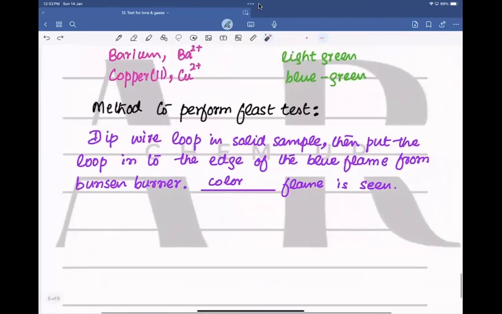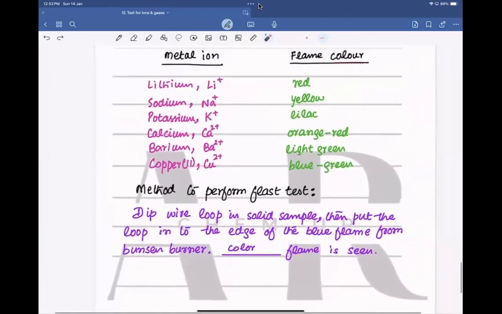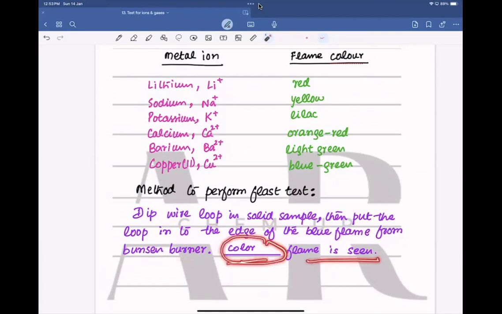Now, this is the method. We will make a loop of a wire. We dip the wire in the solid sample, so some of the solid particles stick to the wire loop. Then we put the loop on the edge of the blue flame. We always keep the flame blue, and we put the loop to the edge of the blue flame from the Bunsen burner, and the color of the flame is seen. So the color varies: it's orange-red for calcium, lilac for potassium, yellow for sodium. Is this understandable to all of you?